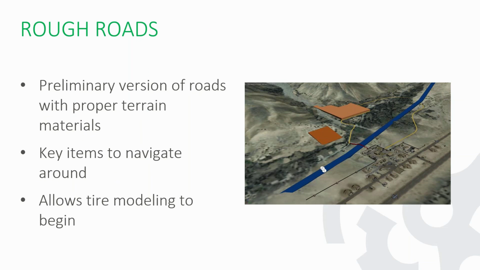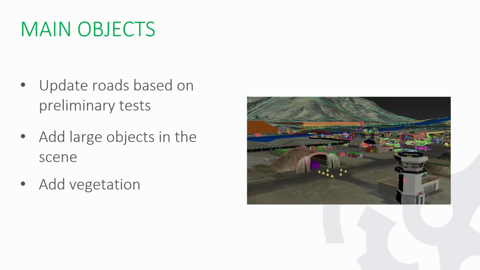So in the rough roads version, we have the proper terrain material, we have the road itself. You'll notice that the city and other items are just blocks for the most part. The idea is to just have key items to navigate around. This is to test mostly tire modeling and adjust the various parameters of the tire model to make sure that we get accurate response and reaction from the vehicle.